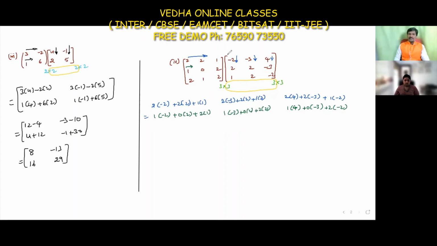Now we are taking the third row. 2 into minus 2 plus 1 into 2 plus 2 into 1. Okay, so next, 2 into minus 3 plus 1 into 2 plus 2 into 2. Next, 2 into 4, third column.